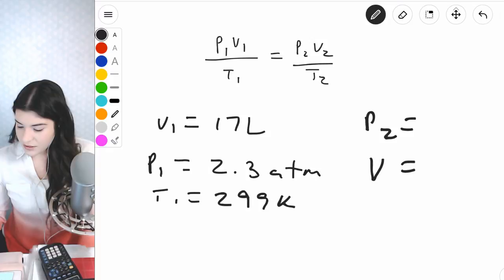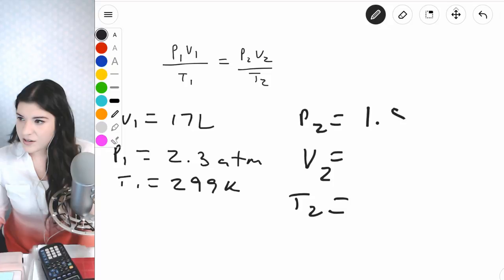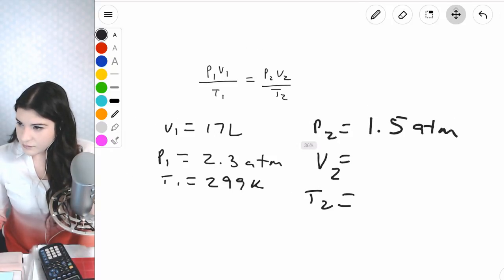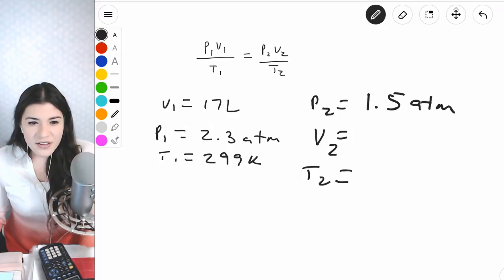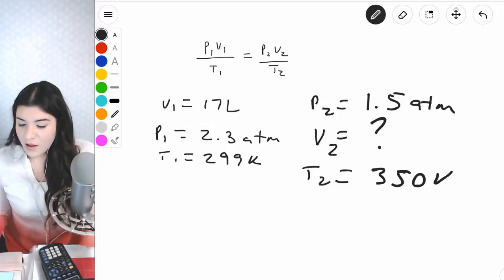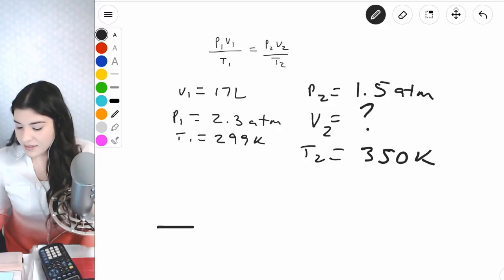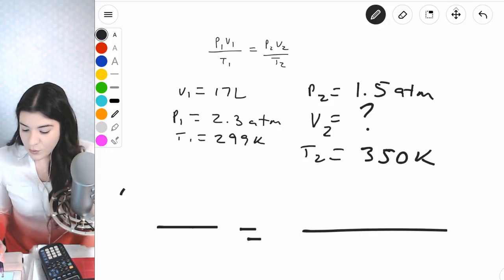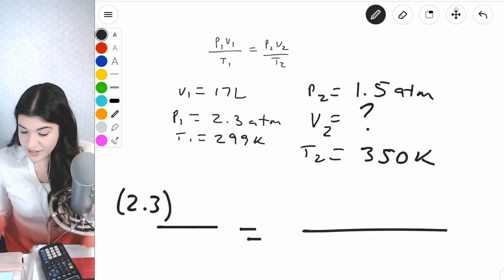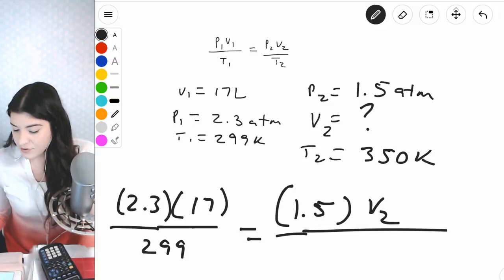Then for P2, that would have been 1.5 atmospheres. And then we'll plug everything in. We're looking for V2, and T2 is 350 Kelvin. I'll help you out with plugging it all in and doing the math portion. So let's set this all up. This would have been 2.3, multiplied by V1, so 17, divided by 299. And then next, P2 would have been 1.5, times V2, which we're looking for, divided by 350.